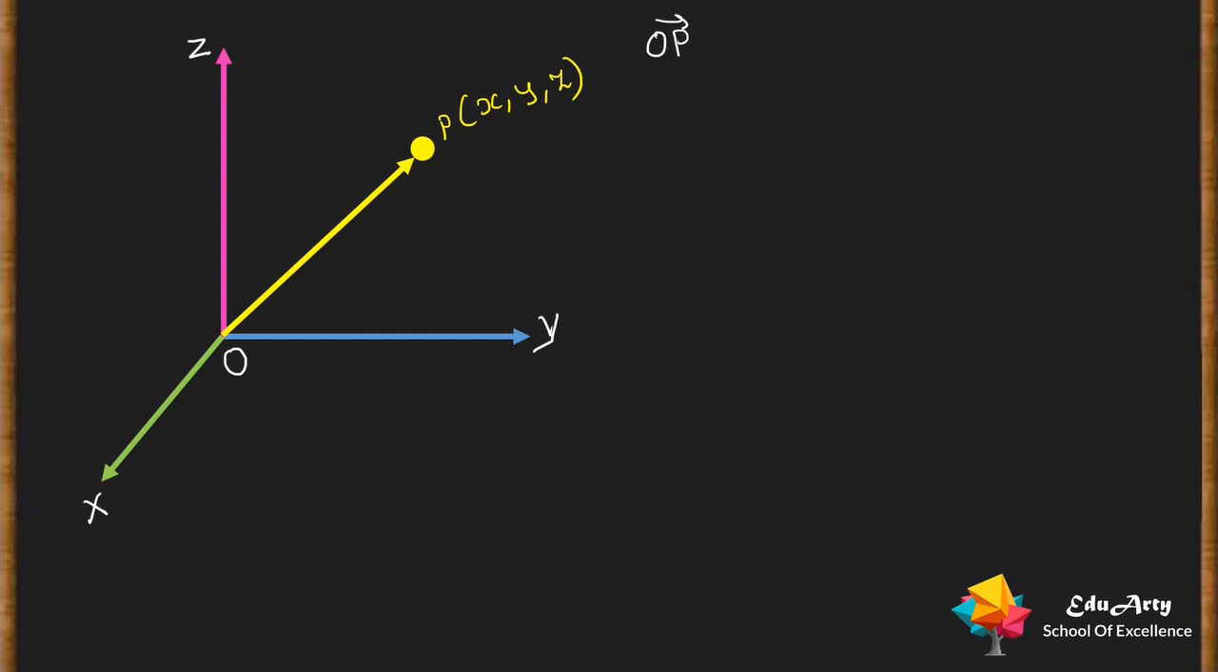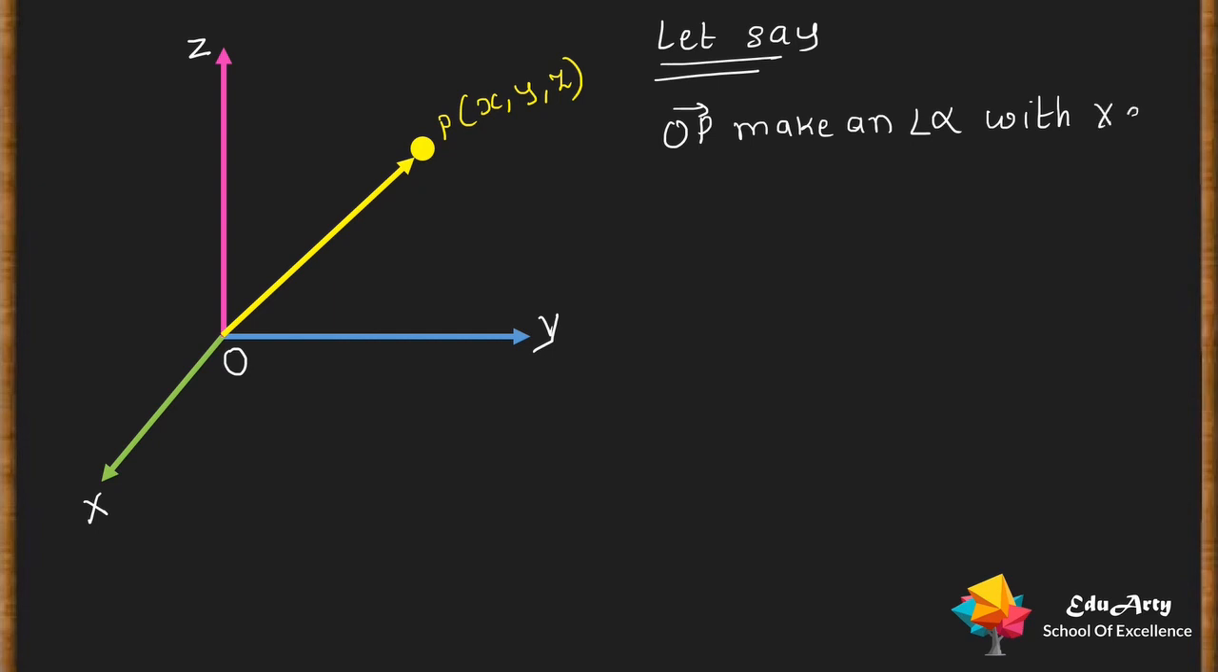Let us say that the OP vector makes an angle alpha with the x-axis, correct? It is making an angle alpha. This angle with the x-axis is the alpha angle.